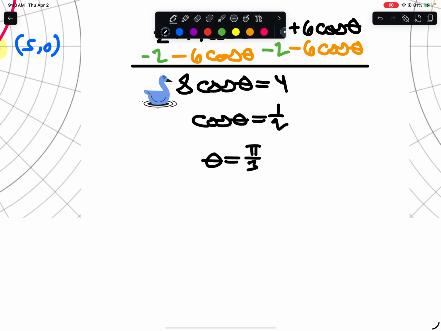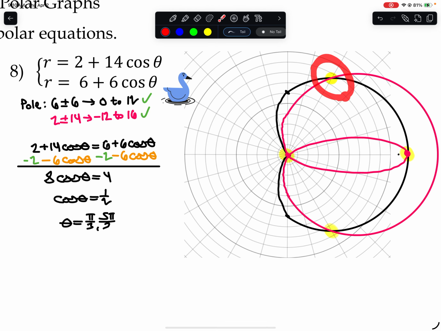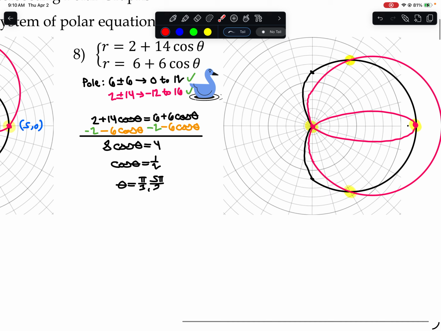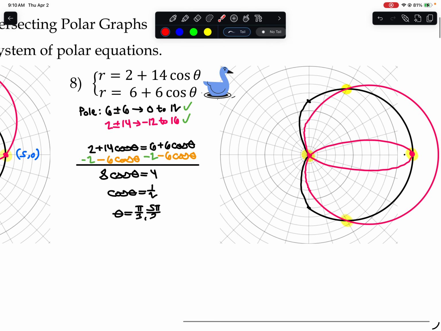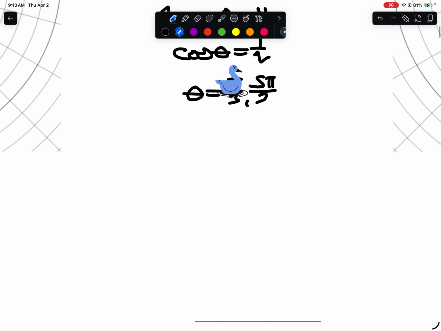So when I do that, theta is going to be pi over 3 and 5 pi over 3. So when I look over here on my graph, this is going to be about pi over 3. This is going to be about 5 pi over 3. So once again, drawing it by hand, it's not going to be entirely accurate. But the graph is really just to give you an idea of how many points of intersection you're going to have. Now, next thing is we're going to plug in these theta values.